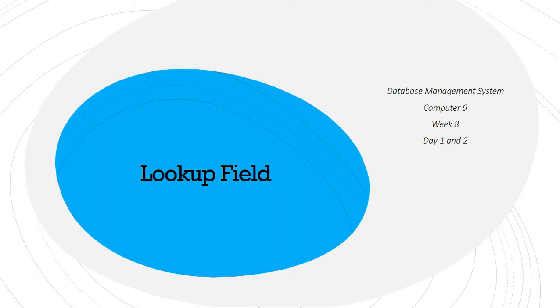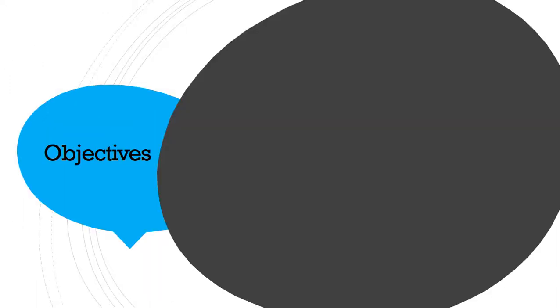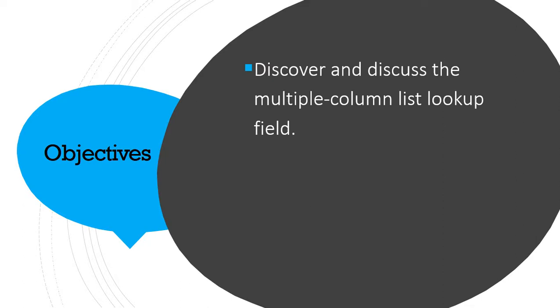Okay, in our previous video, you learned what the purpose is of the first option in creating the lookup field. Now for this video, we're going to create another lookup field, but we're going to use a multiple column list. So our objective will be to discover and discuss the multiple column list lookup field.